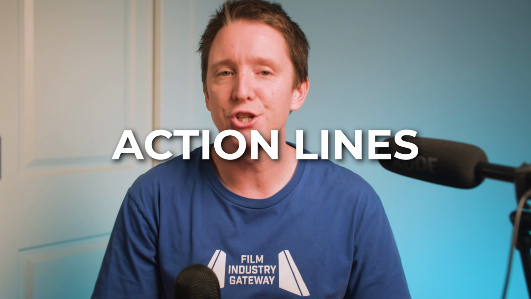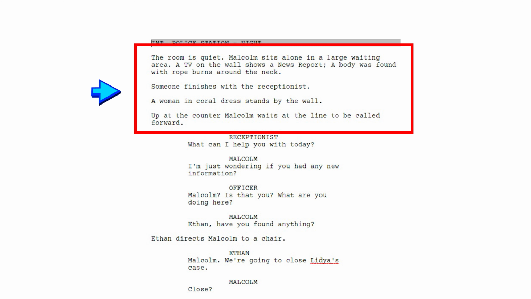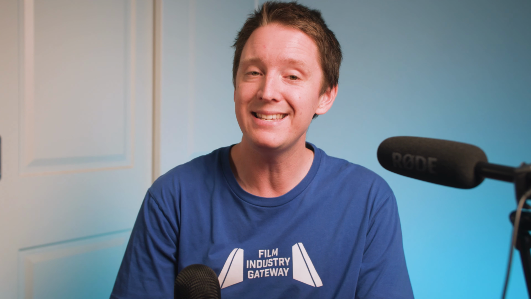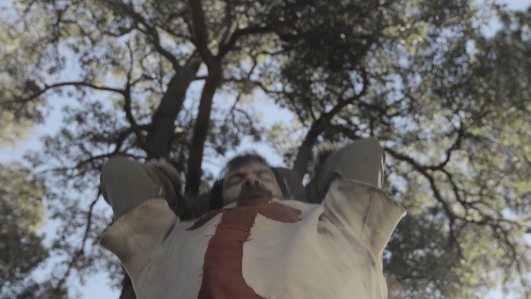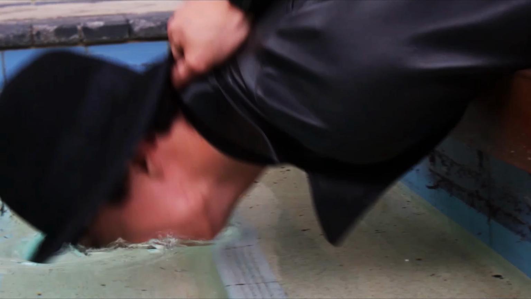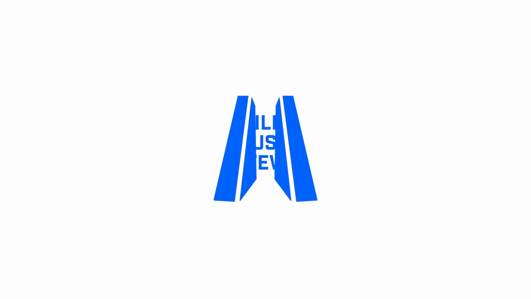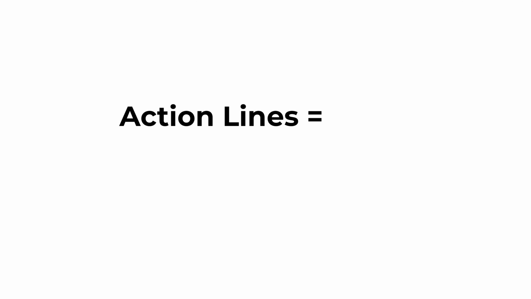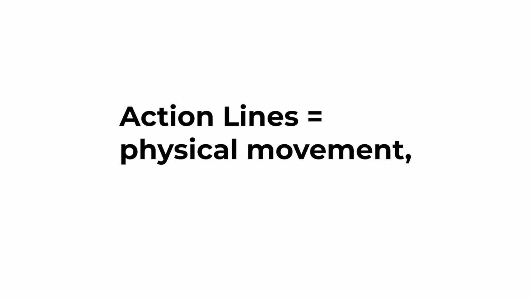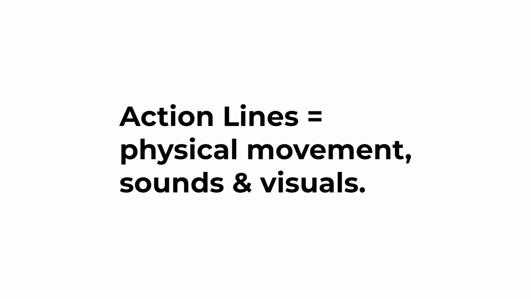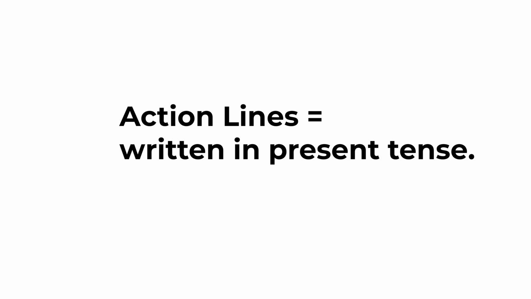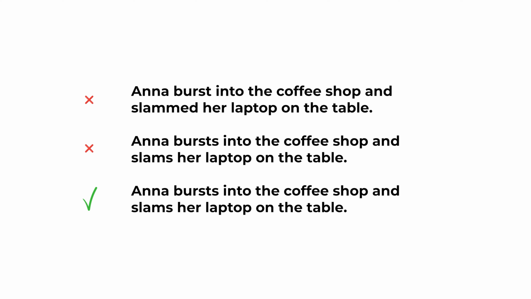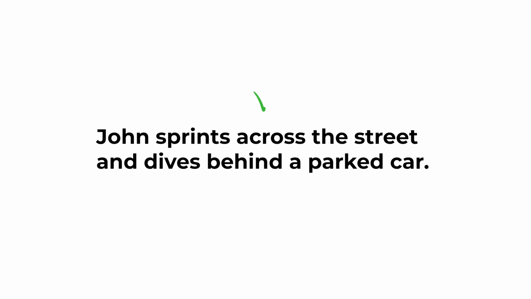Let's talk about action lines, the part of your screenplay that shows what the audience actually sees on screen. Action lines describe the physical movement, the sounds, and visuals of the scene. They are written in the present tense because everything in a screenplay happens right now. For example, John sprints across the street and dives behind a parked car. That's an action line. It is simple, visual, and direct.